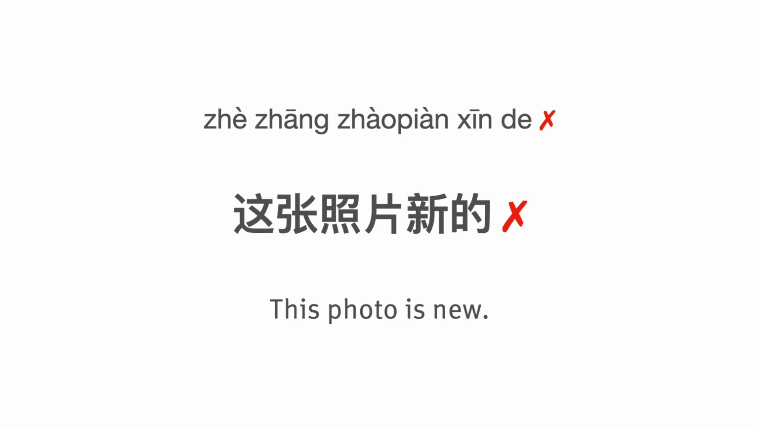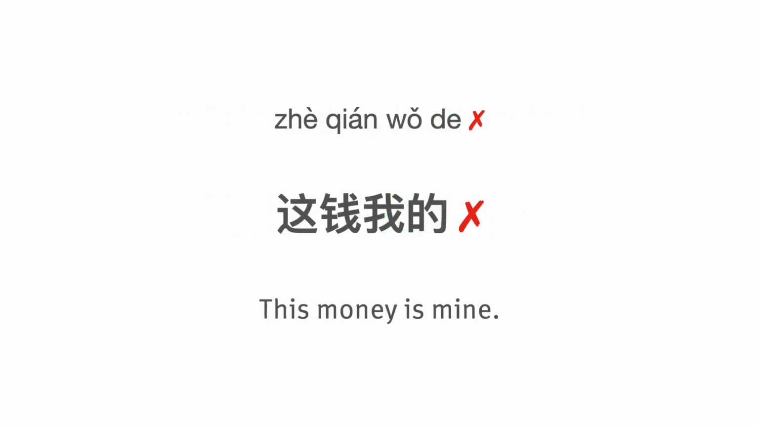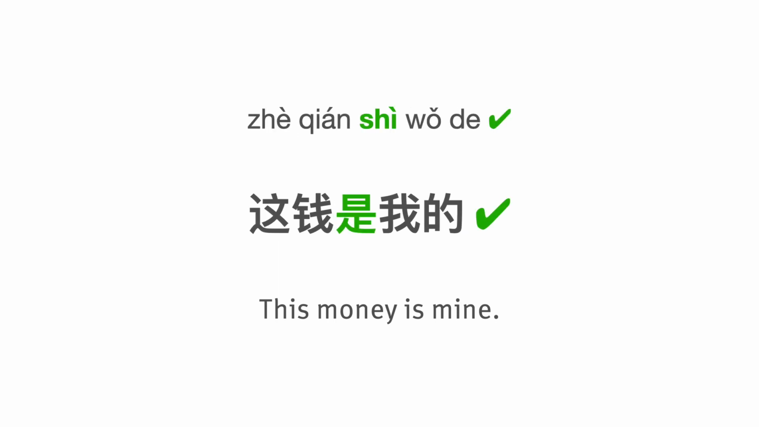Another example. 这张照片新的 should become 这张照片是新的 because 新的 is a 的 phrase. The same thing here. 这钱我的. 这钱我的, because 我的, meaning mine, is a 的 phrase. So let's add a 是 before it. 这钱是我的.